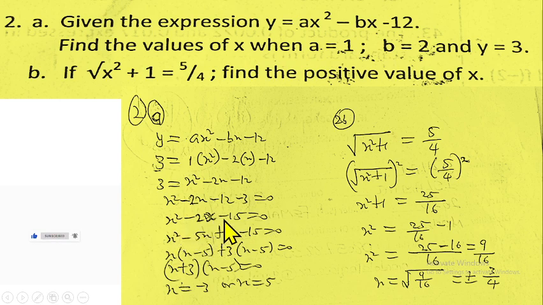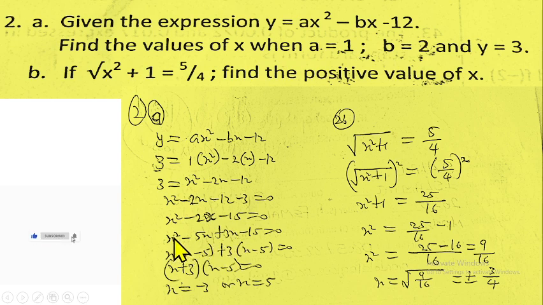x squared minus 2x minus 15 equals 0, which is a quadratic equation which you can now solve using any method you know, whether factorization method, complete the square method, or formula method, anyone you like. But this can be solved using factorization method. So it's by looking for two numbers you can multiply together to give us minus 15, and when you add them together, give us minus 2. And those numbers are minus 5 and plus 3.